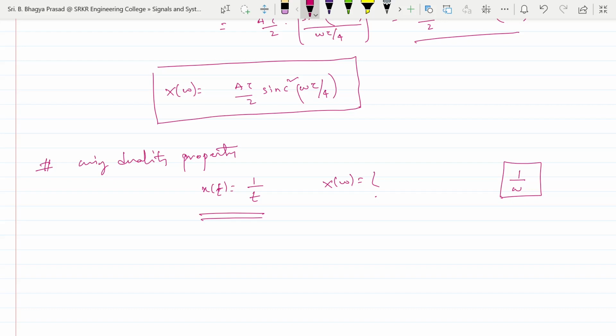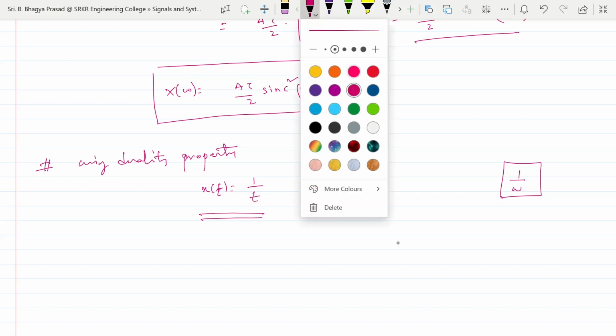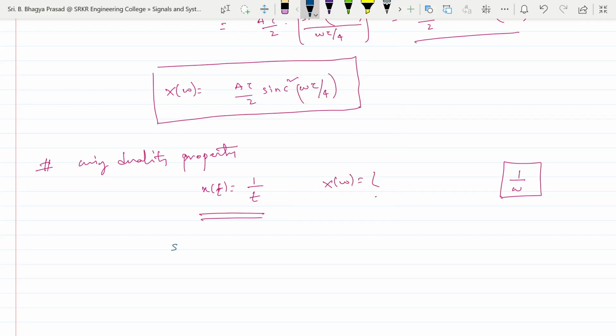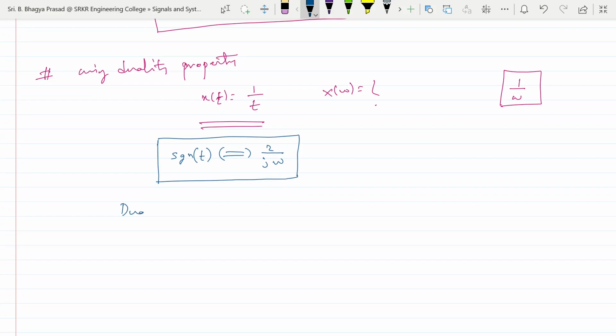In previous sessions we solved some problems like the Fourier transform of the signum function. The signum function's Fourier transform is 2 by jω. So let us use this, and here I am using the duality property, that is, if x(t) has Fourier transform X(ω), then X(t) has Fourier transform 2π x(−ω).